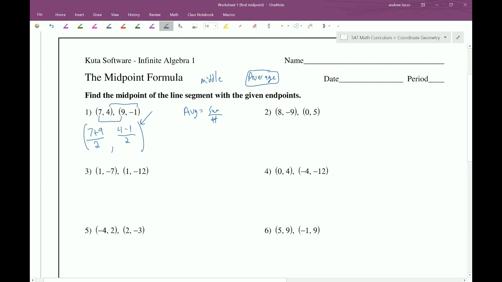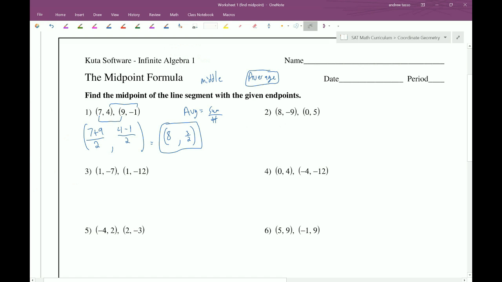Anyway, then we just need to simplify it from there. So 7 and 9 is 16. 16 divided by 2 is 8. 4 minus 1 is 3. 3 divided by 2. You can leave it like that, or you could say 1.5, either way. So that's your midpoint.